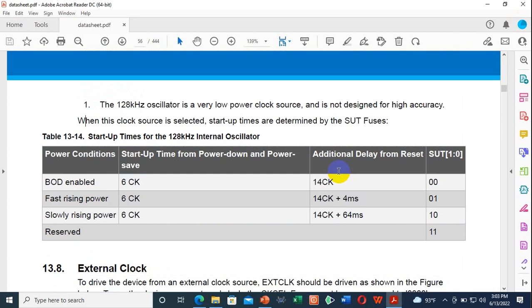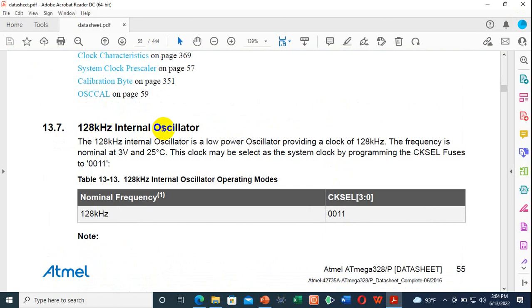We have covered these things in a PowerPoint slide. This is the 128 kilohertz internal oscillator. The 128 kilohertz internal oscillator is a low power oscillator providing a clock of 128 kilohertz. The frequency is nominal at 3 volt and 25 degrees centigrade. This clock may be selected as the system clock by programming the clock select fuses to 0010.